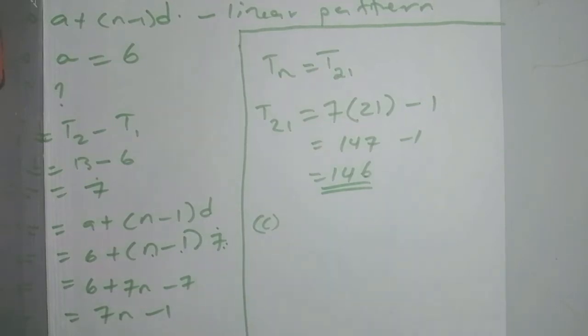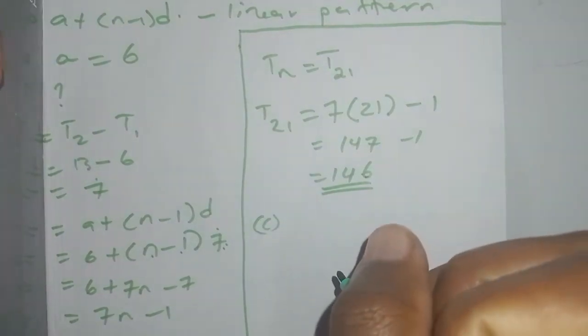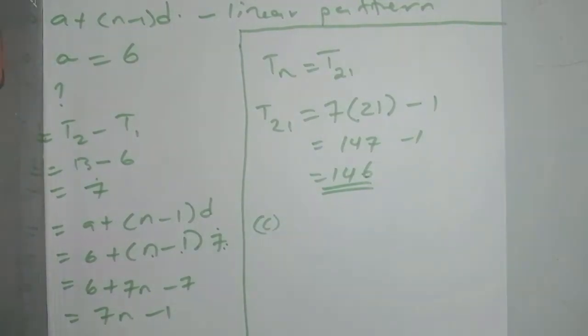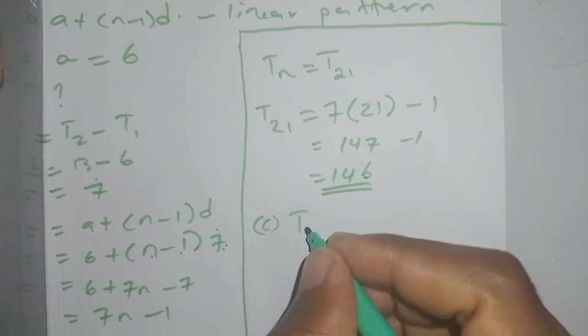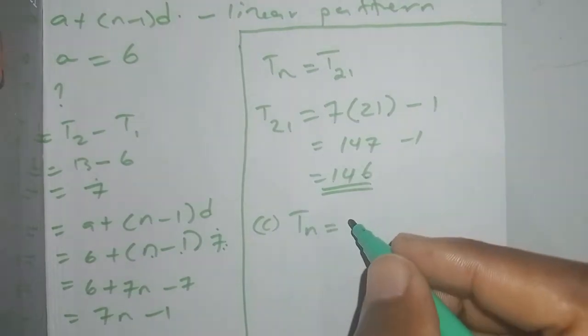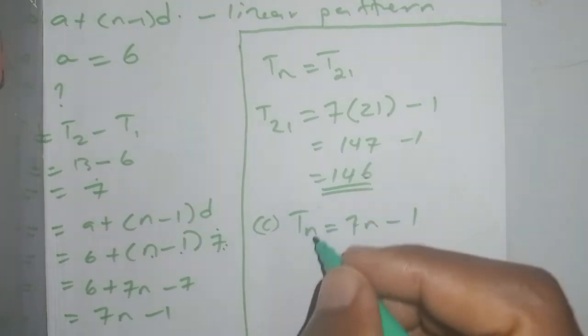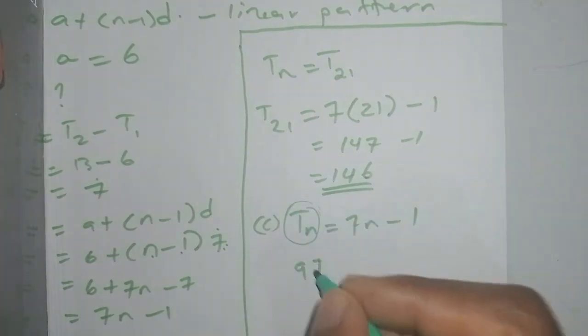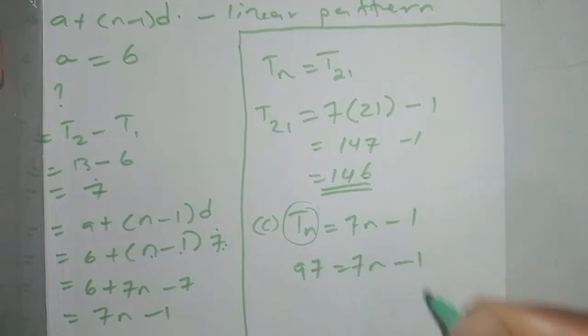And then the last question, C, says determine which term of this sequence is 97. What am I calculating? I need to calculate n, the position. Tn equals 7n subtract 1, but I have 97, and I don't have the position. I'm calculating the position.